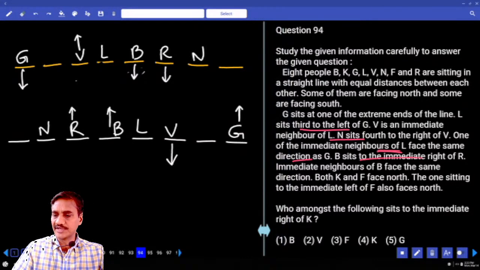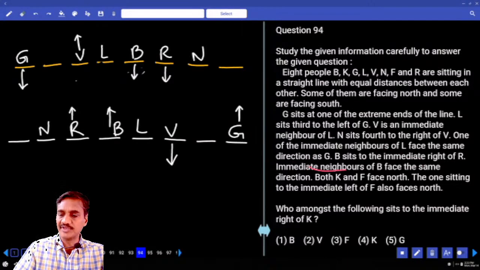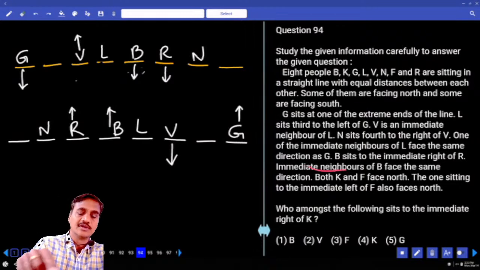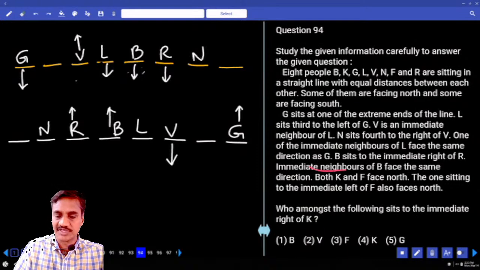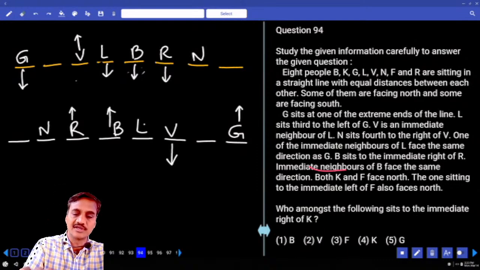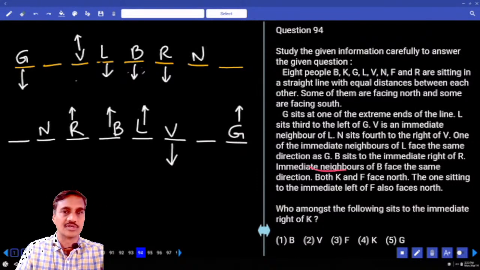And B sits to the immediate right. Immediate neighbors of B face the same direction. Now the immediate neighbors of B are L and R, they are facing the same direction, south in the first case. In the second case, L and R are facing towards the same direction, that is north.